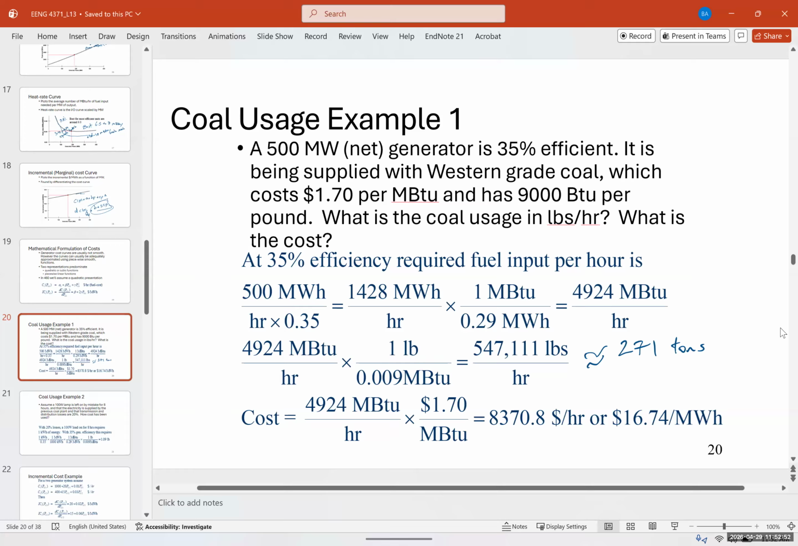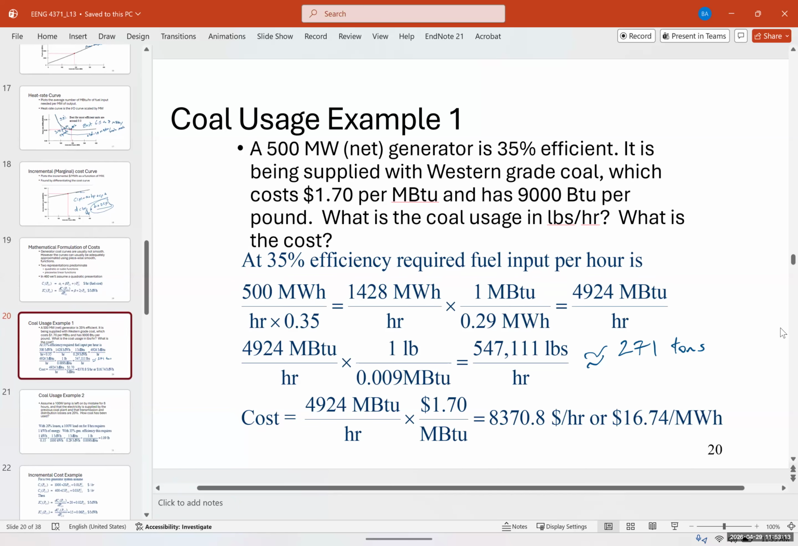Now the cost is going to be equal to 4,924 MBTU per hour times $1.7, which is going to be $8,370 per hour, or $16.74 per megawatt hour. In other words, running this plant for 1 hour, how much would it cost? It will cost around $8,300 just in fuel. Okay? Keep in mind, this is just in fuel. We don't include maintenance, capex, anything else. This is just for the fuel.